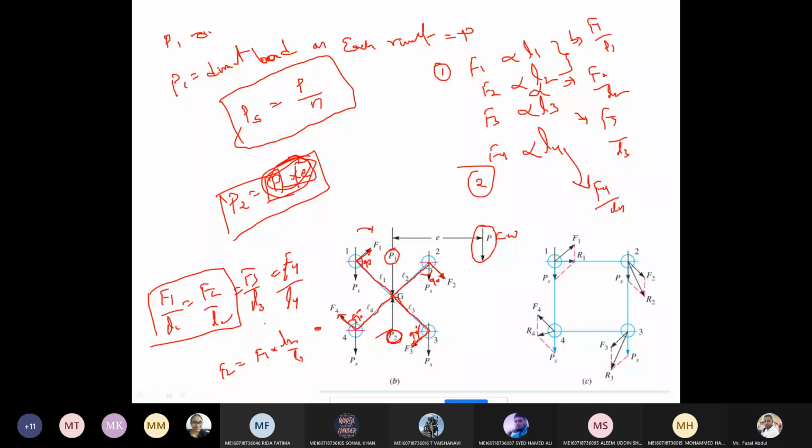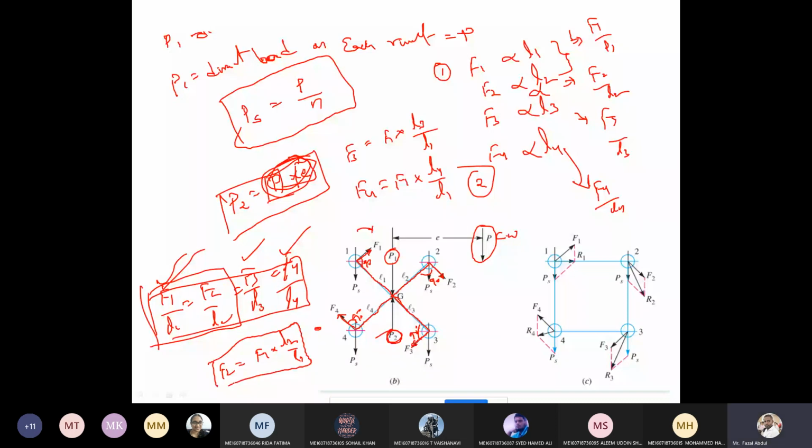Now if we select this F, we can write F3 equal F1 into L3 by L1. Now, if we select this first one and the last fourth one, F4 equal F1 into L4 by L1. Okay, so this equation we can change in this manner for F2, for F3, for F4.